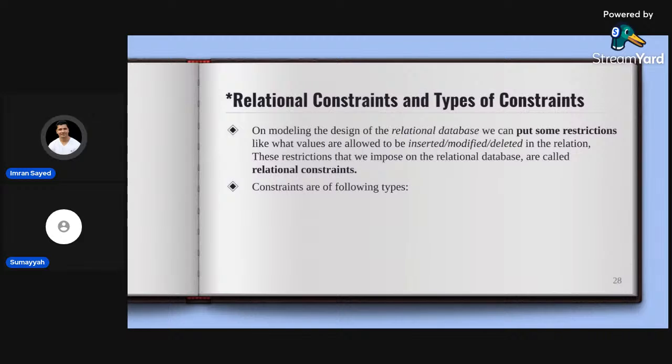Let's try to remember. So one was integrity. Then there was something to do with keys. Types of constraints: key constraint, integrity constraint, and one more, domain constraint. Yes, key, domain, and integrity. So we'll remember key and then domain. Let's try to recall what keys are.